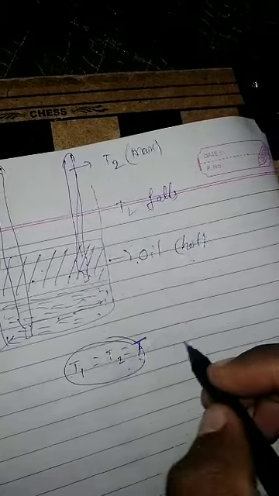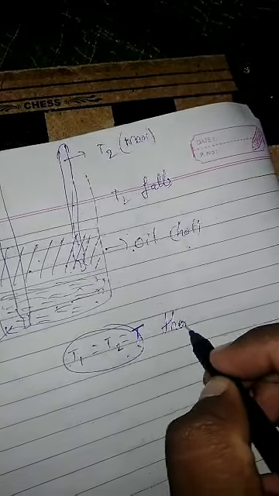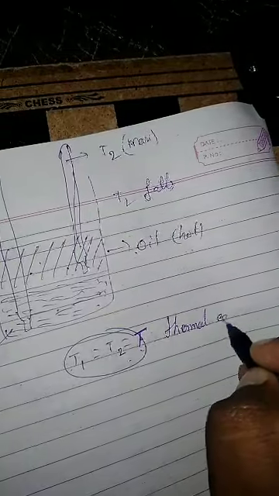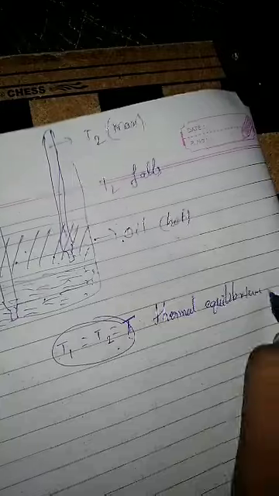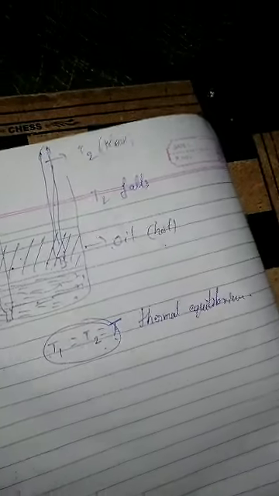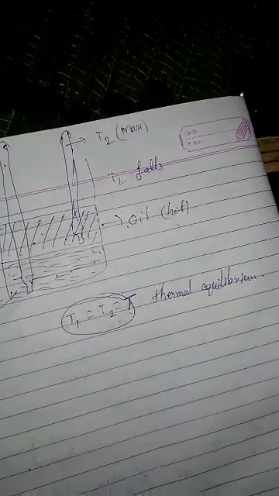That equal temperature T is called thermal equilibrium. This is called thermal equilibrium. Okay. So you can also theoretically calculate this thermal equilibrium.